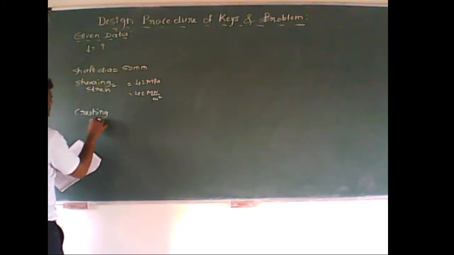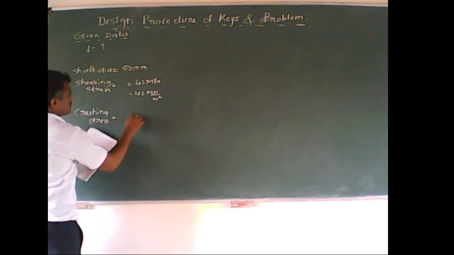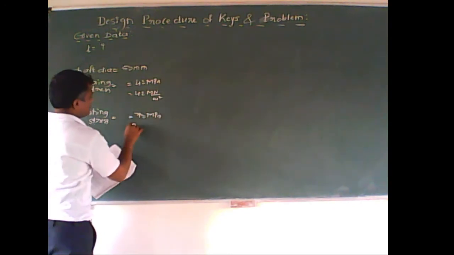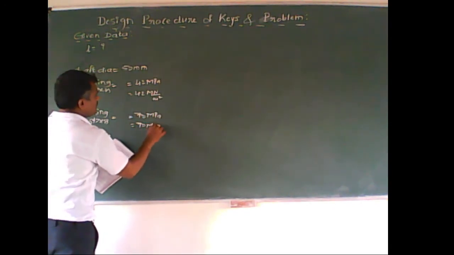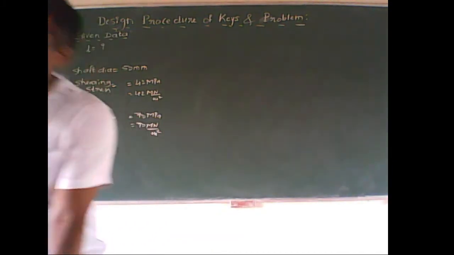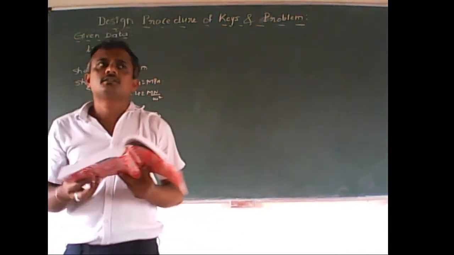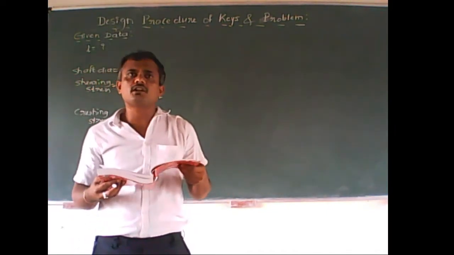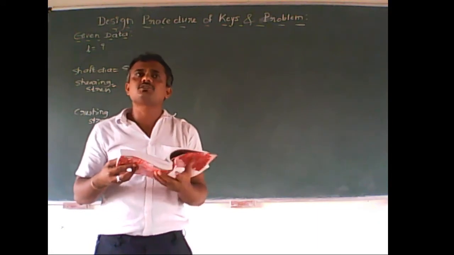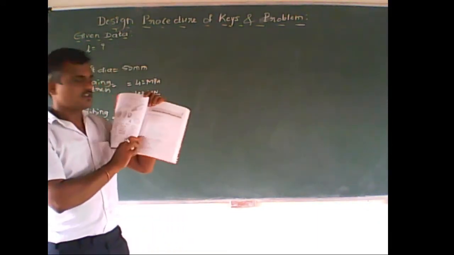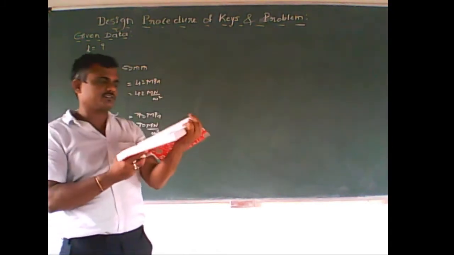Crushing stress is 70 MPa. 70 MPa means 70 mega Newton per meter square. So now straight away I will take the data handbook, chapter number 4, page number 61. You go through the index which is given very first, that is symbols, description and units.